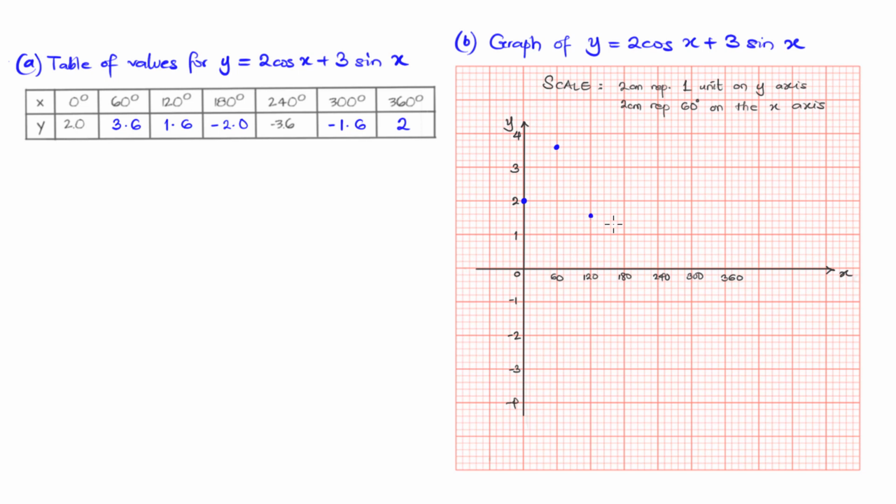Then when x is 120 degrees, y is 1.6. When x is 180 degrees, y is minus 2. That's shown in the cross, and I'm just dotting it out now. When x is 240 degrees, y is minus 3.6. That's here. Okay, where they meet is here. So this is 3.6. When x is 300 degrees, y is minus 1.6. Okay, that's located here.